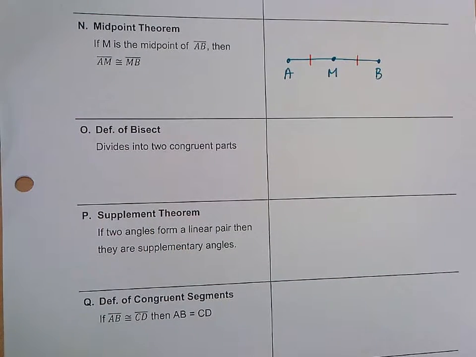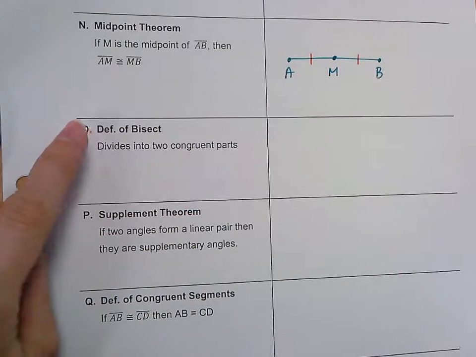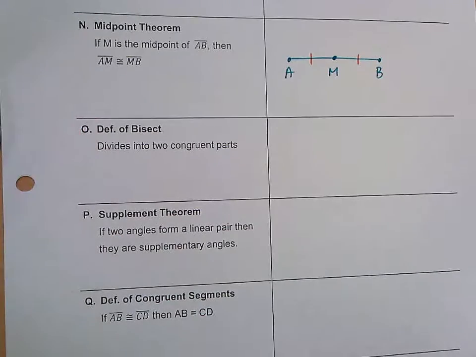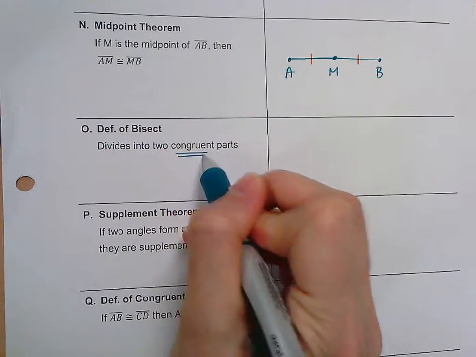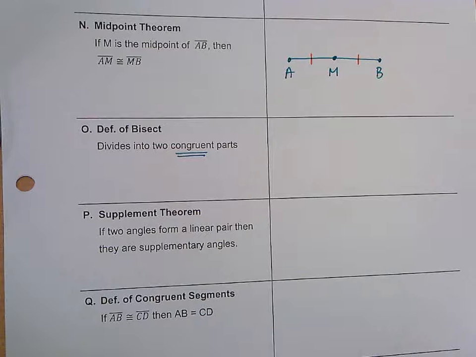Definition of bisect. For whatever reason, this definition throws people off. I'm not sure. Yes, it divides something into two, but it divides it into two congruent parts. That's the key there. It divides it into two pieces that are congruent. We use this with both segments and angles.